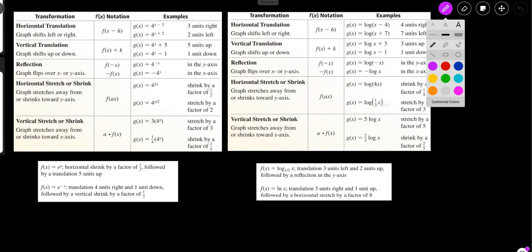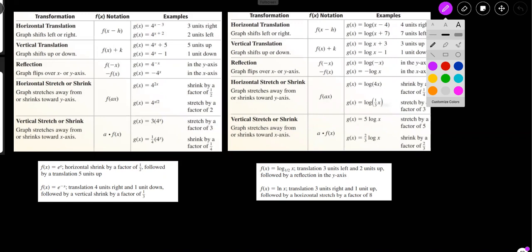At the end of the chapter 6.3 and 6.4 assignment, there were two questions about transforming exponential functions. So I'm going to do some examples. These are from the book. I'm actually going to do two from exponentials and two from logarithmic functions.